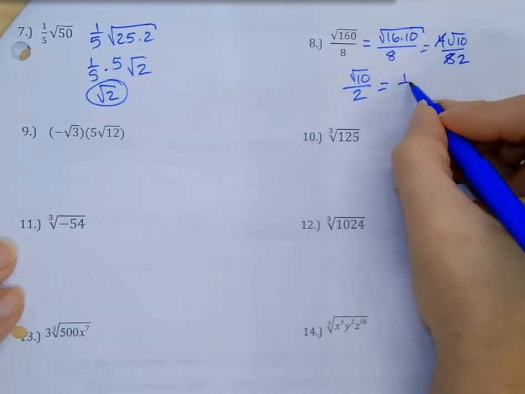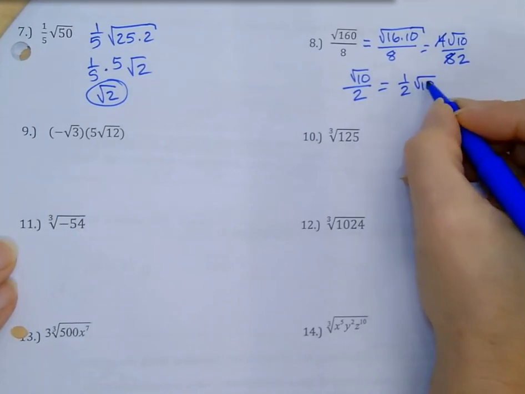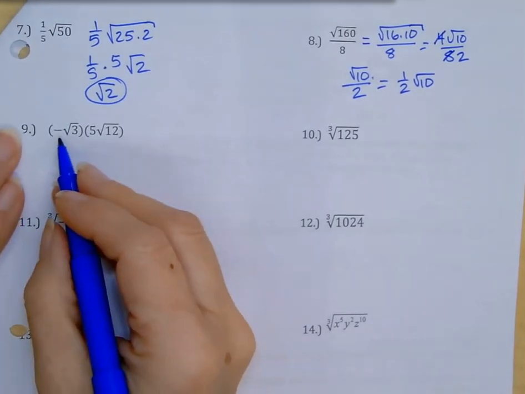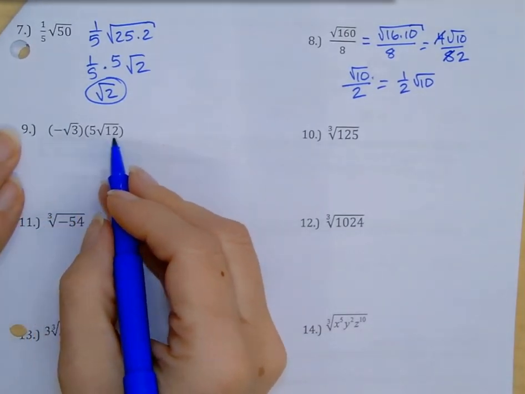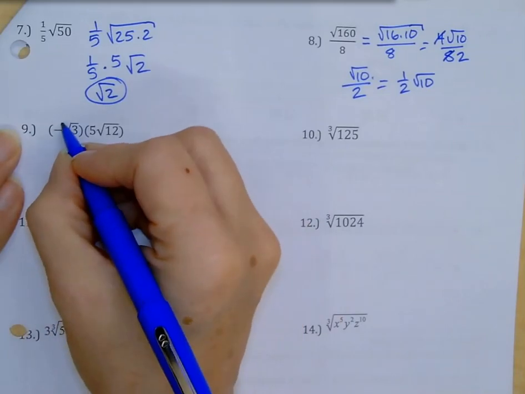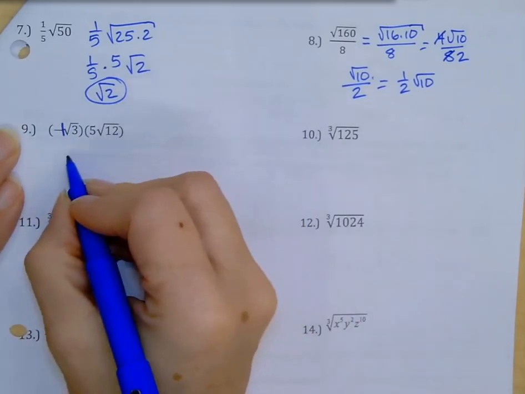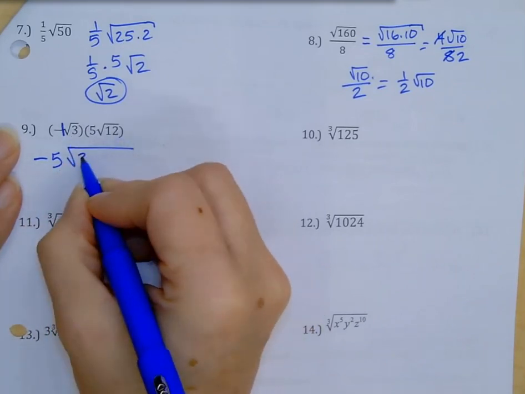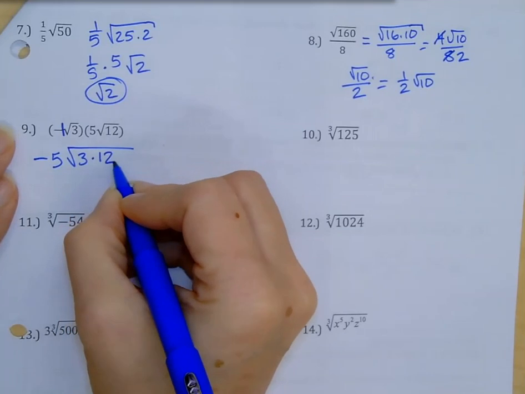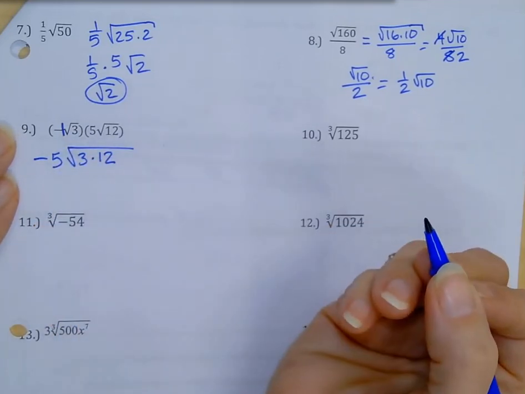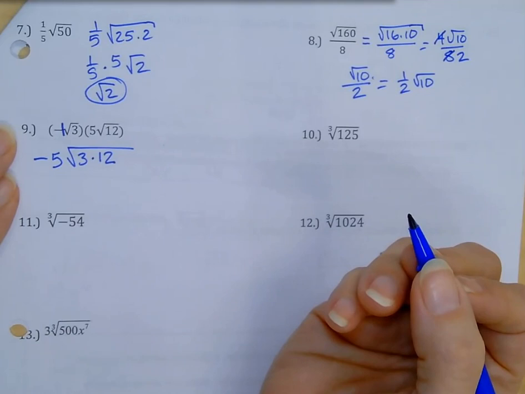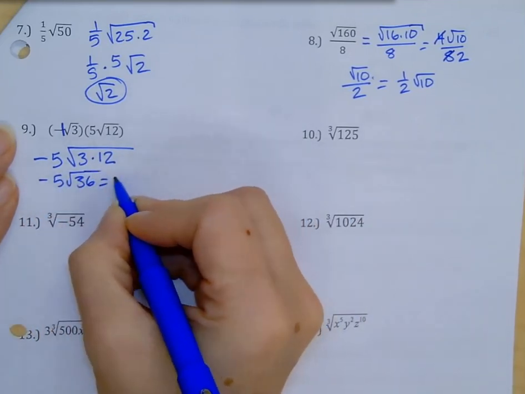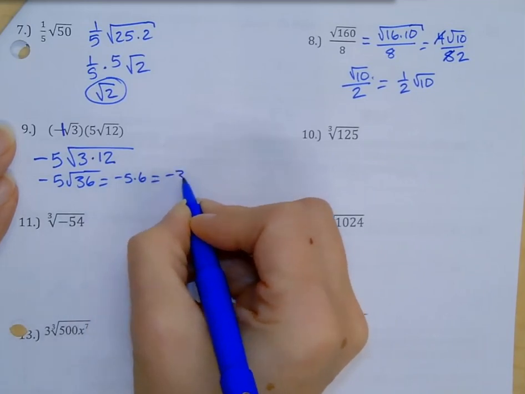Incidentally, that is also the same thing as 1/2 times the square root of 10, but it's fine to leave it as a fraction like that. Okay, here I have negative square root of 3 times 5 times the square root of 12. This is really -1, right? So we're going to multiply -1 times 5 and get -5. And then we're going to multiply the square root of 3 times the square root of 12, right? Because as long as it's the same index, I can multiply them together using the product rule. So -5 times the square root of 36 equals -5 times 6 equals -30.